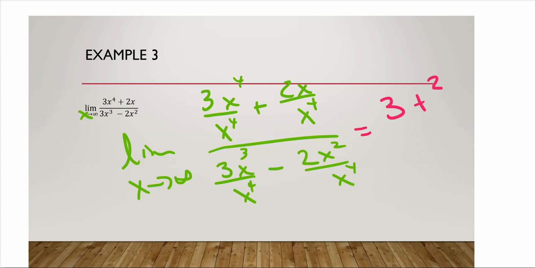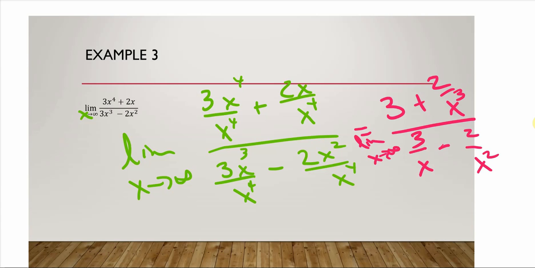2 over x cubed over 3 over x minus 2 over x squared, the limit as x approaches infinity. So when I get that, I'm going to end up with 3 plus 0 over 0 minus 0, which is going to be 3 over 0.